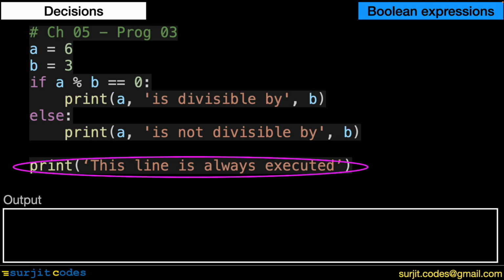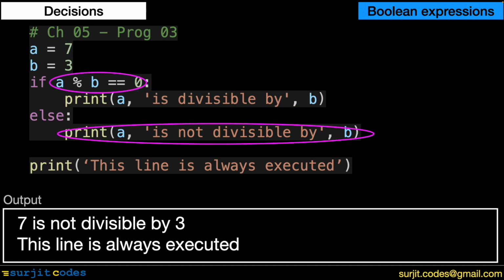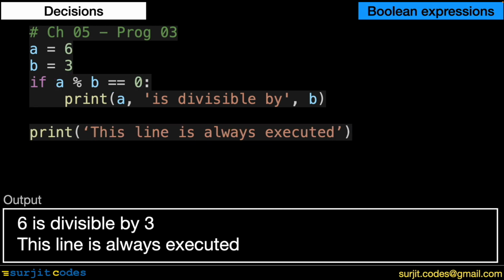However, it will print this line in both the cases as it is the line outside of the if statement. The remainder of the division of 6 by 3 is 0, so both sides of the relational expression are equal. The result of the Boolean expression is true, and Python executes the if block to give this output, and it ignores the else part. Now change the values of a and b and rerun the program. Whenever the result of the Boolean expression is false, Python will execute the else part after ignoring the if part.